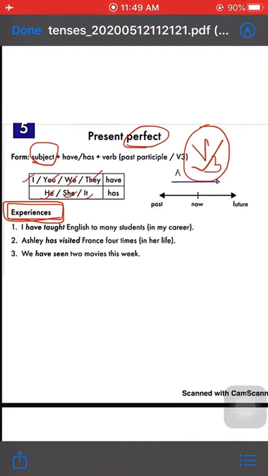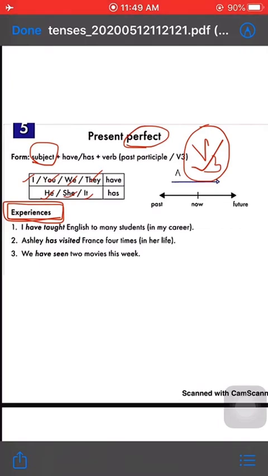I am talking about the past. It has gone into past simple. Okay? For example, Ashley visited France in 2015. That is past, she went in 2015. We saw 2 movies last week. We saw 2 movies last week. So these are the past simple. But here we have present perfect, which is the action that was going on before and is still going on.